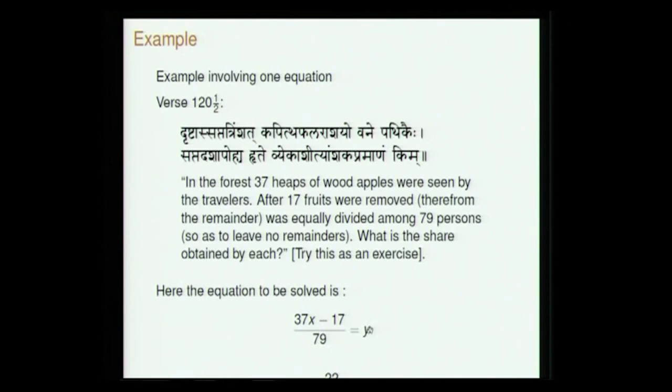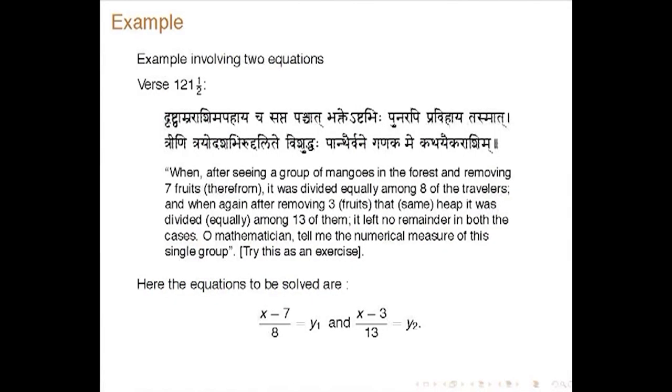So, this is a kuttaka equation. Of course, this b is negative. See, so this b could be negative also. So, you have to use this procedure which I said.